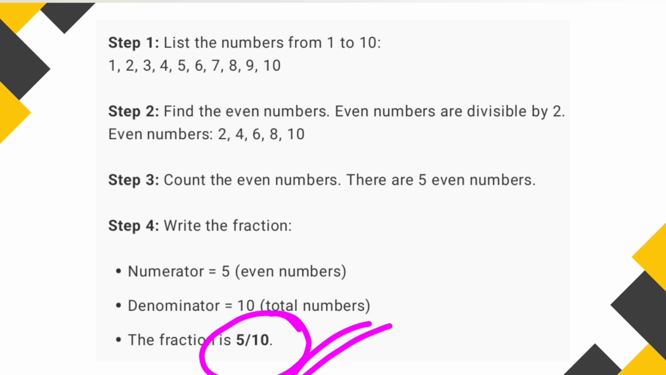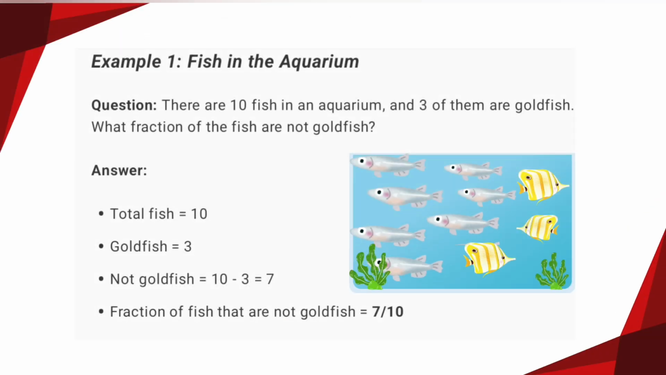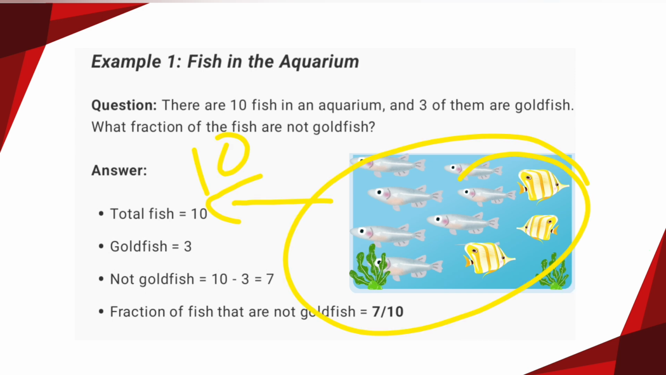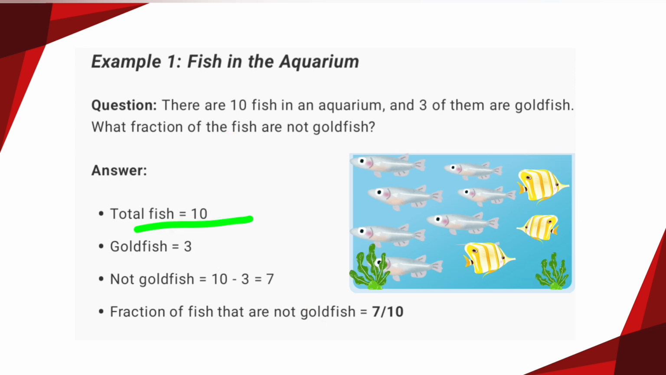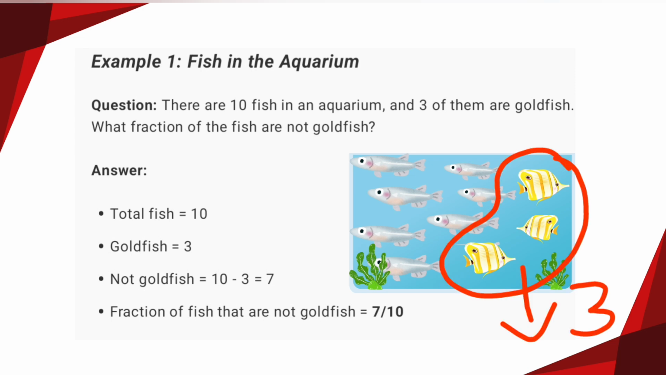Okay, here in this example, you can see an aquarium, and in this aquarium, there are 10 fishes. So the total number of fishes is 10. So the denominator is equal to 10 because the total number is equal to the denominator. And 3 of them are goldfish. As you can see here, 3 are goldfish.